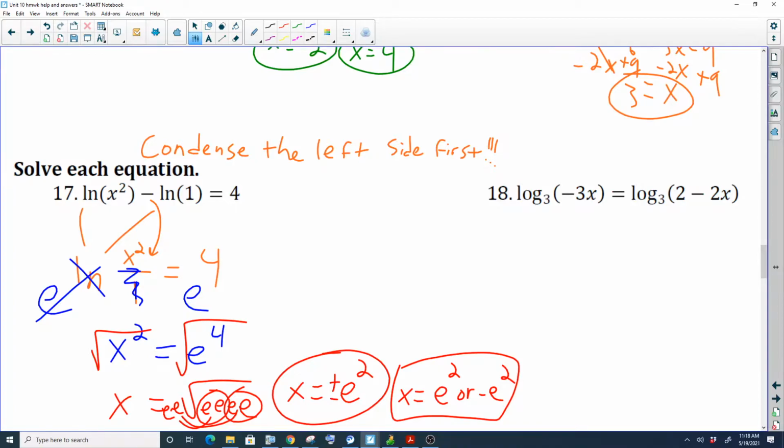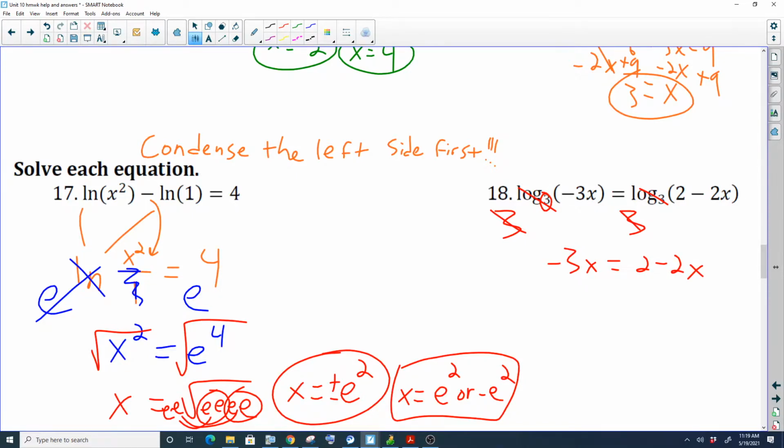Here's how you solve logs. So base them. We based e over there to get rid of ln, but now we're going to base 3 to get rid of base 3. Base 3 to get rid of base 3. So we're left with negative 3x is equal to 2 minus 2x.